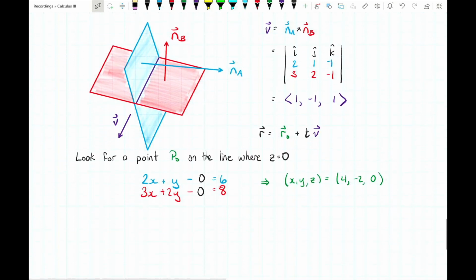Then, of course, we can go ahead and finally state the equation of the line, and maybe we'll just keep this in vector form. We'll have the position vector for that point, 4, -2, 0, plus a scalar multiple, our parameter t, times our direction vector 1, -1, and 1. If you'd like to expand that out and write that into scalar parametric form, then by all means you'll have 3 equations for x, y, and z.